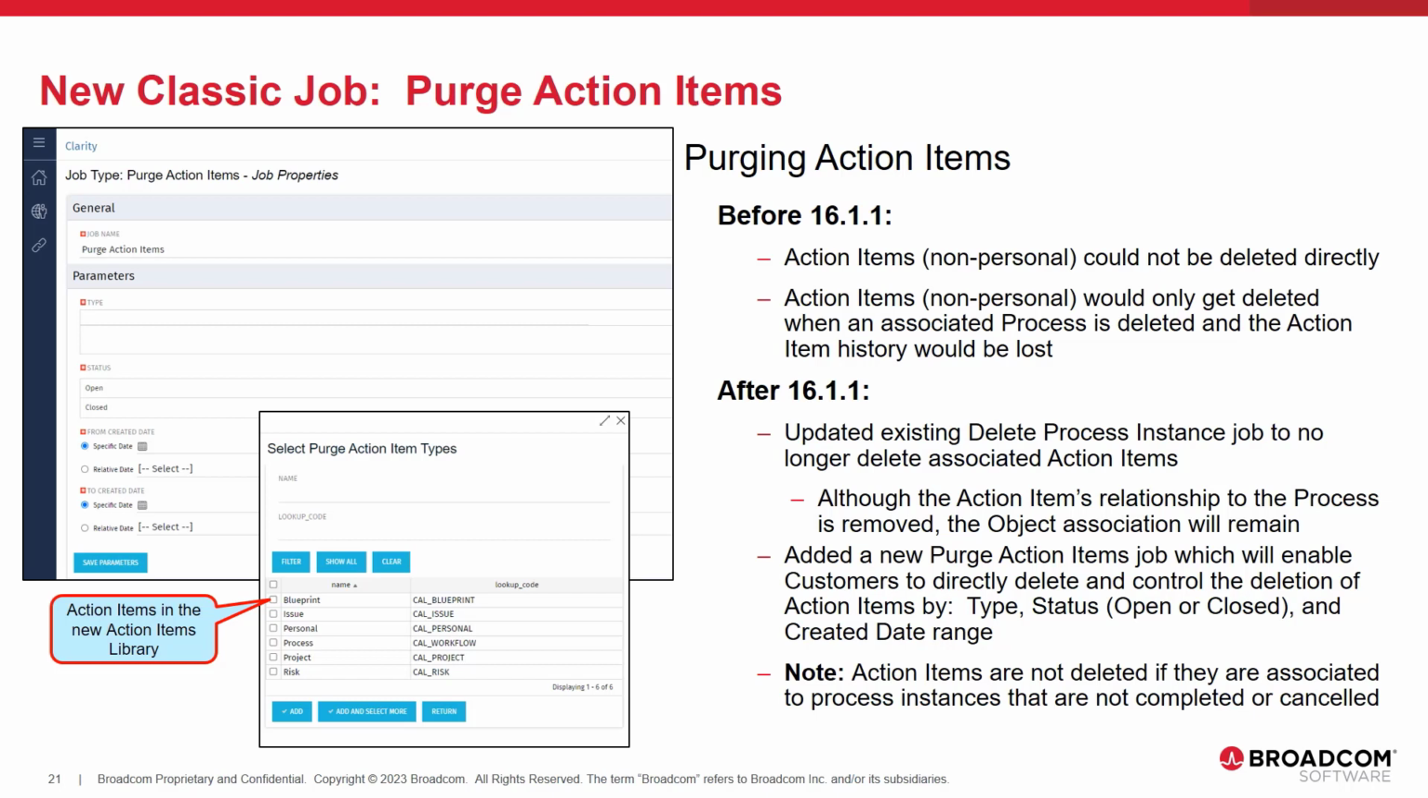Another filter for the job is you could look at status for open or closed. And the last filter that we're providing here for this job is really the date range of the created date for your action item, where you can select to delete action items within the date range. And the last note that I want to make is pretty important. If you have action items, they're not going to be deleted if they're associated to any process instances that are not completed or canceled.